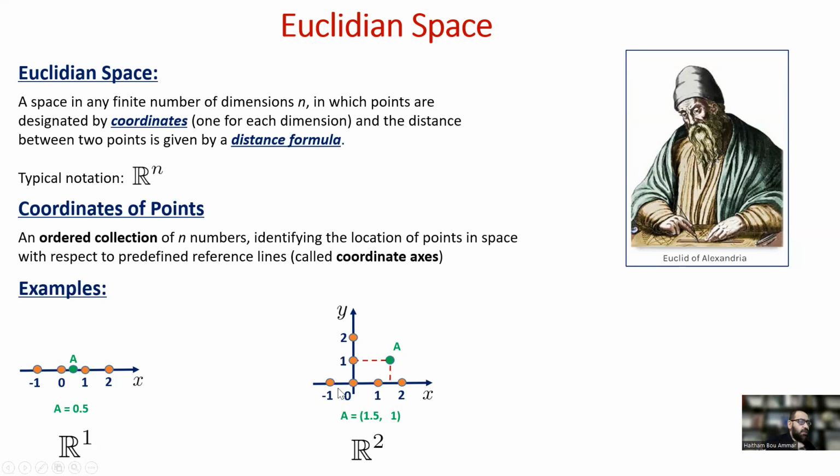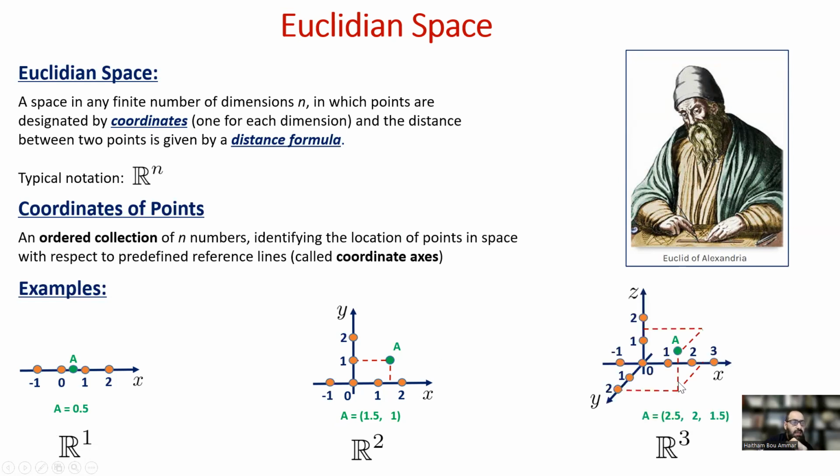So here's an x and a y, which are these two-dimensional Euclidean space or two coordinate axes, right? And then you can localize a point in this two-dimensional Euclidean space by giving two numbers. For example, here the point A is located at 1.5 across the x-axis, and 1 across the y-axis.